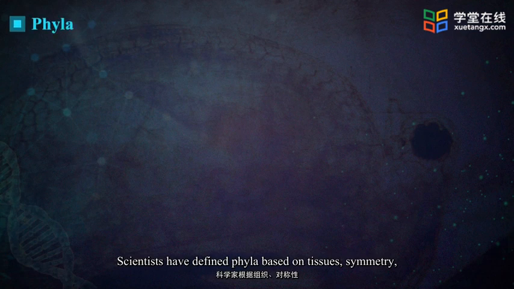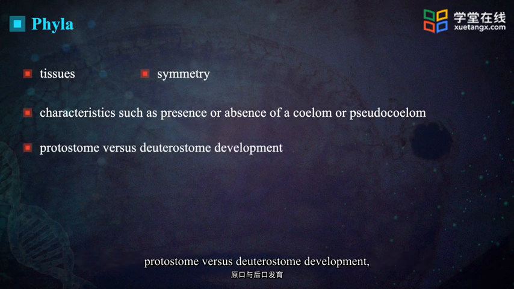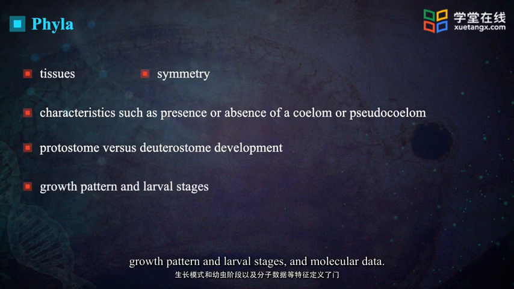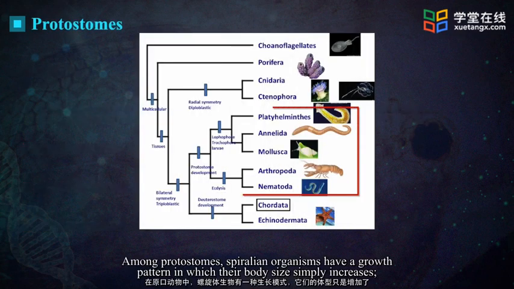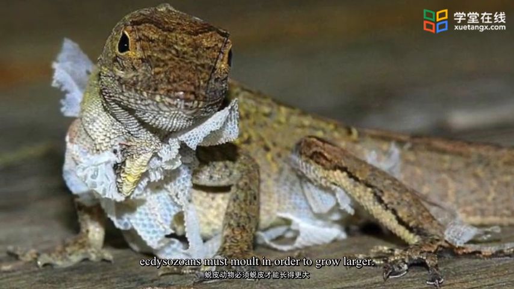Scientists have defined phyla based on tissues, symmetry, characteristics such as presence or absence of a coelom or pseudocoelom, protostome versus deuterostome development, growth pattern and larval stages, and molecular data. Among protostomes, spiralian organisms have a growth pattern in which their body size simply increases. Ecdysozoans must molt in order to grow larger.